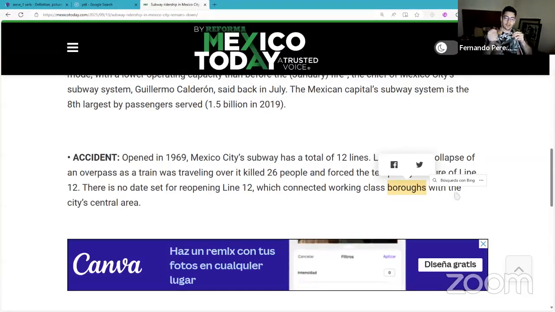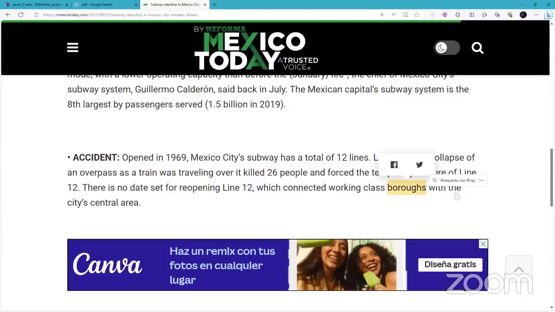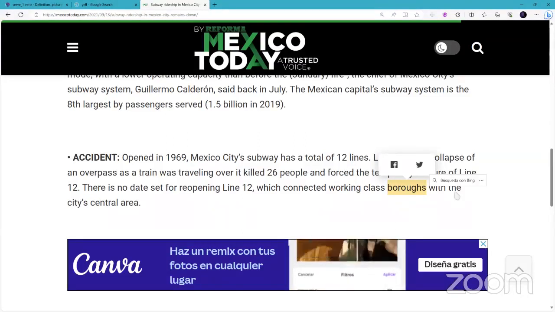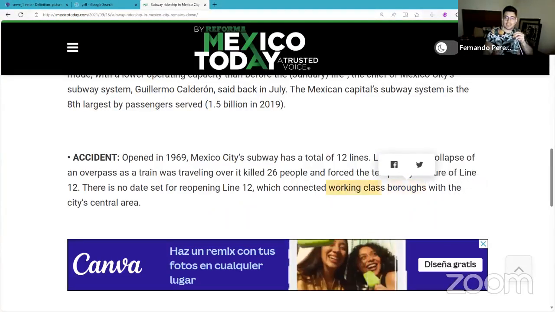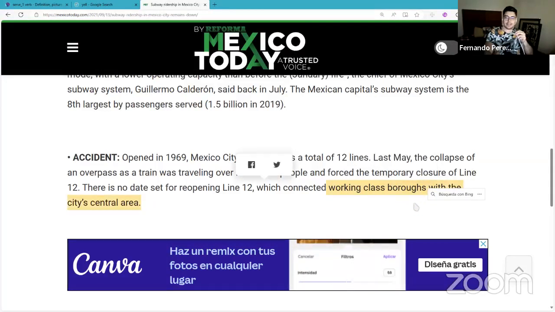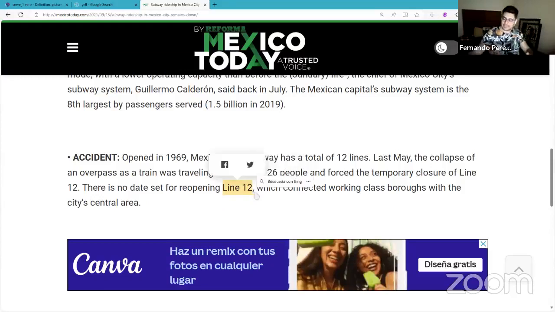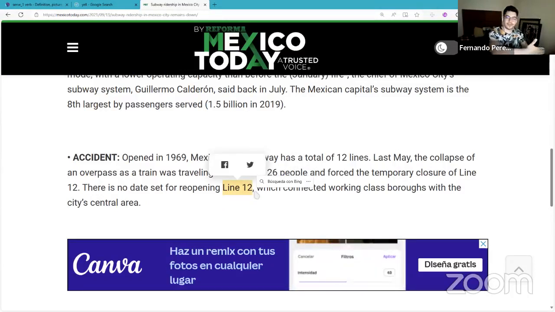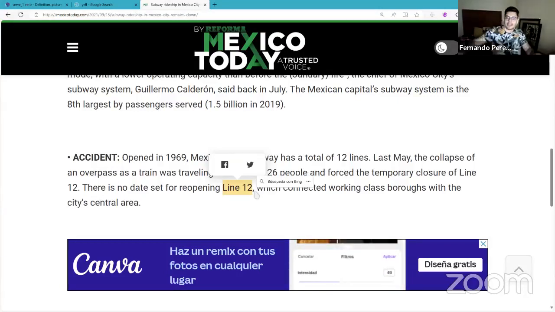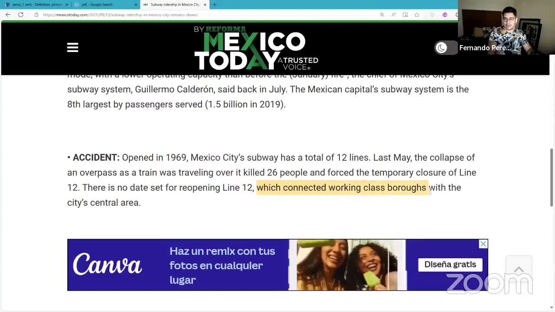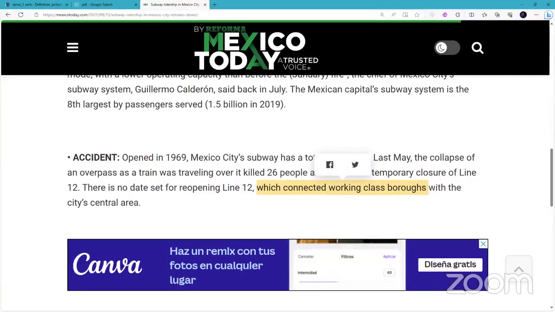So you have the borough Cuauhtémoc, Miguel Hidalgo, you know? Those are the boroughs. And in this case, we are talking about working class boroughs and the city central area. If you think about Line 12, it passes from Iztapalapa and then crosses through Del Valle, Colonia del Valle, which is Benito Juárez. That's exactly what this line is talking about, which connected working class boroughs with the city central area.